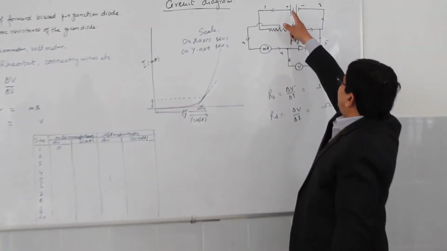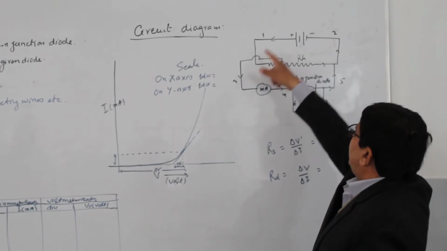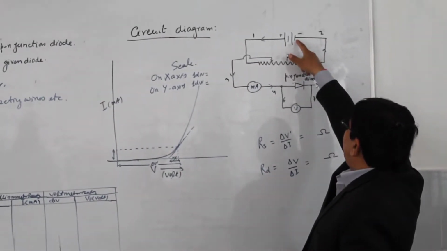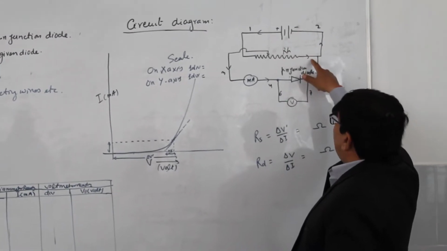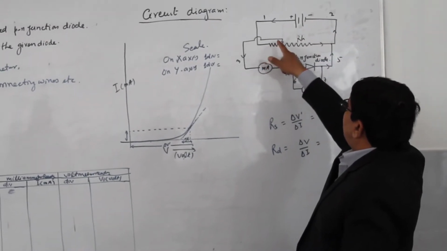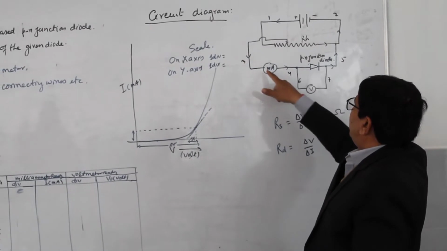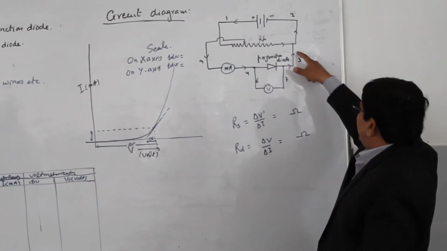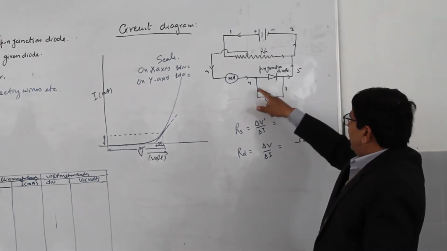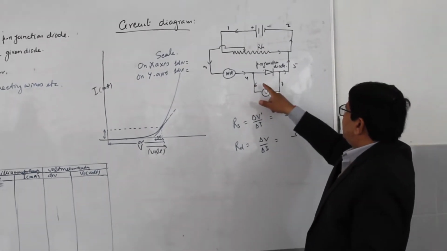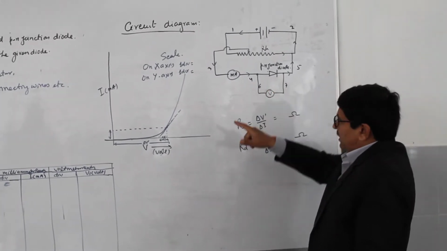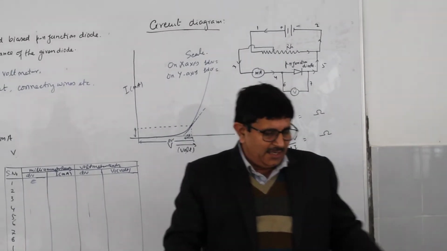First of all, we connect the positive terminal of the battery to the bottom terminal of the rheostat, and the negative terminal of the battery to the other bottom terminal. The top terminal output is taken to the milliammeter, then to the PN junction diode, and then to the negative terminal. We are left with 2 more wires, connected to the voltmeter in parallel across the PN junction diode. I will show you experimentally how to do it.